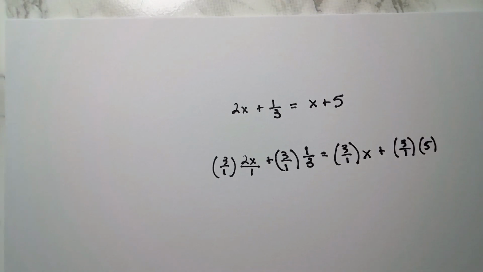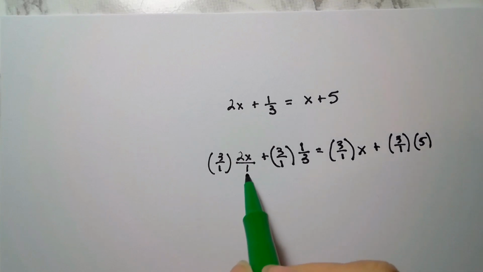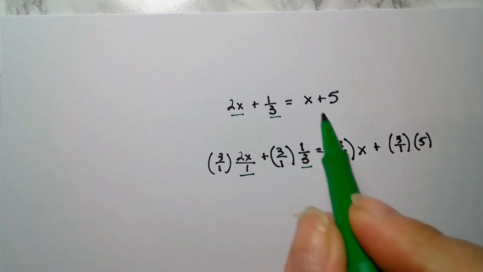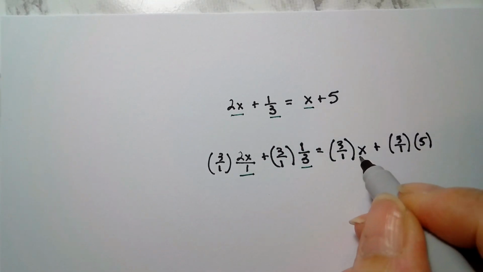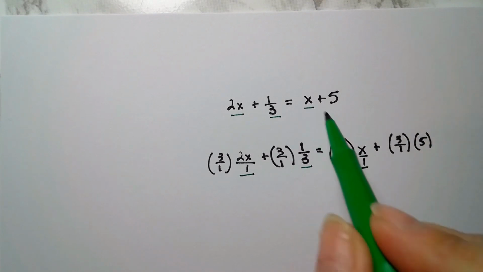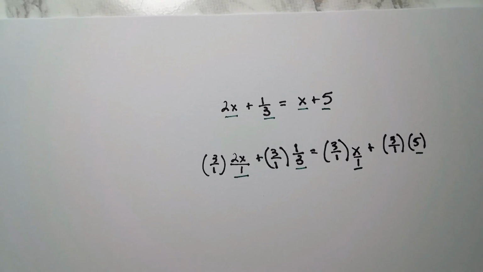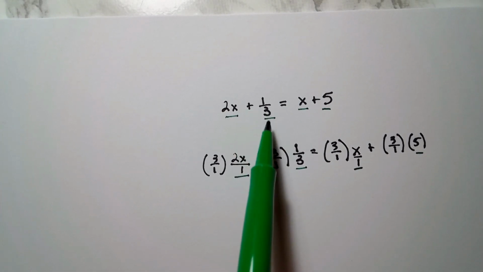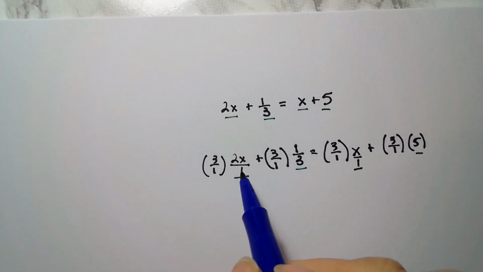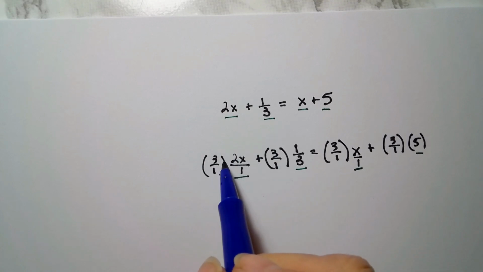Let me use a different color here. This is 2x/1, 1/3, x, and you could write x/1 if you wanted to, and here's the 5. I'm flipping this to get 3/1, and I'm multiplying every single term on both sides. This is to get rid of the denominators, so you're not going to have any fractions. Here I have 1 on the bottom. There's nothing to cross cancel with, so I'm just going to multiply straight across.